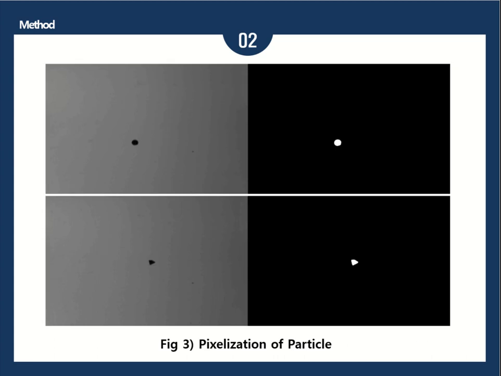So this Figure 3 shows the results. When you see the left side of the figure, you can see the result recorded by the high-speed camera. In the image recorded at 125 fps, the location information of the particle was calculated through pixelization in MATLAB as follows. And the final particle settling velocity was calculated through time and direction information.